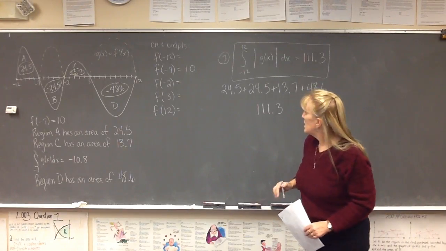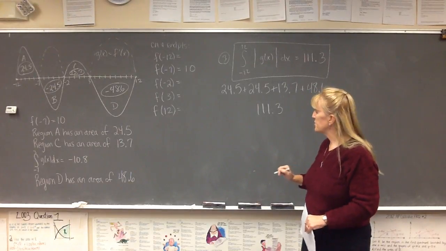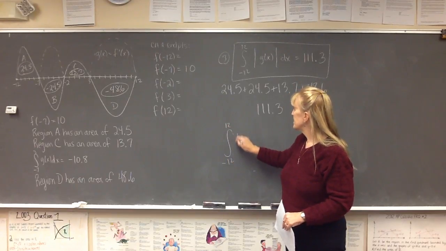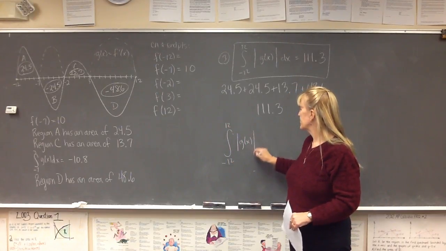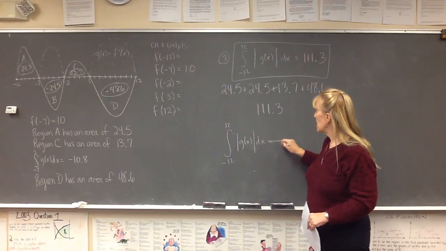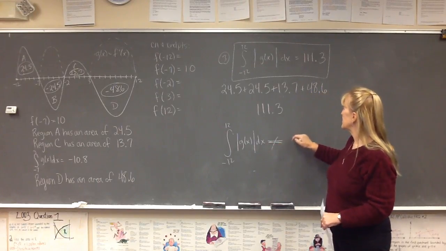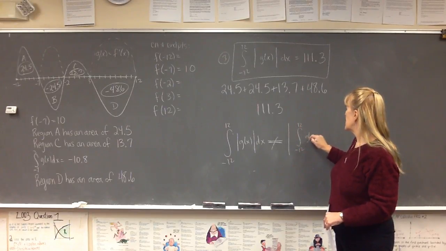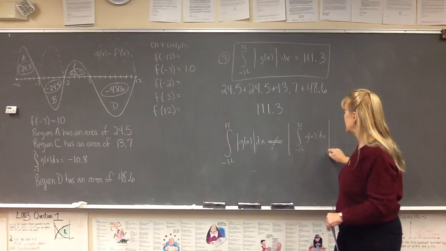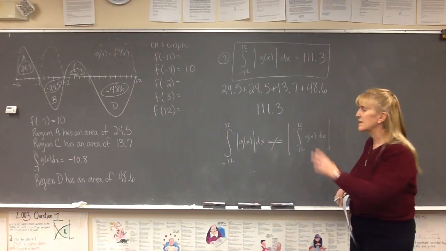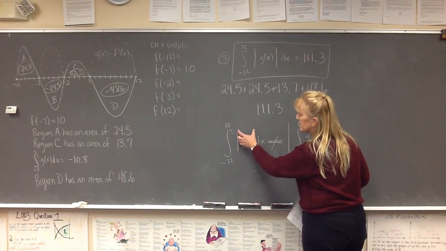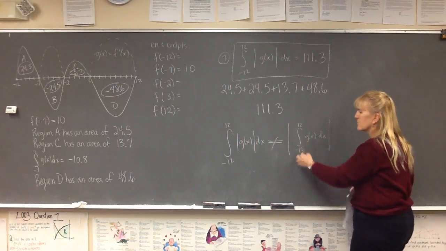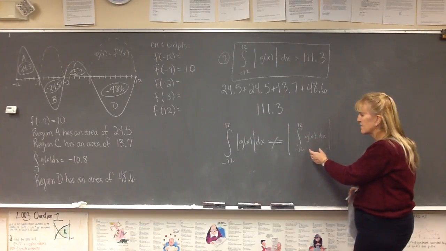Alrighty. I can't go on without mentioning that the integral between negative 12 and 12 of the absolute value of g of x with respect to x is not the same as the absolute value of the integral between negative 12 and 12 of g of x dx, like this. These are two completely different things. They look different. The absolute value here is containing the g of x, and the absolute value here is containing the integral between negative 12 and 12 of g of x.